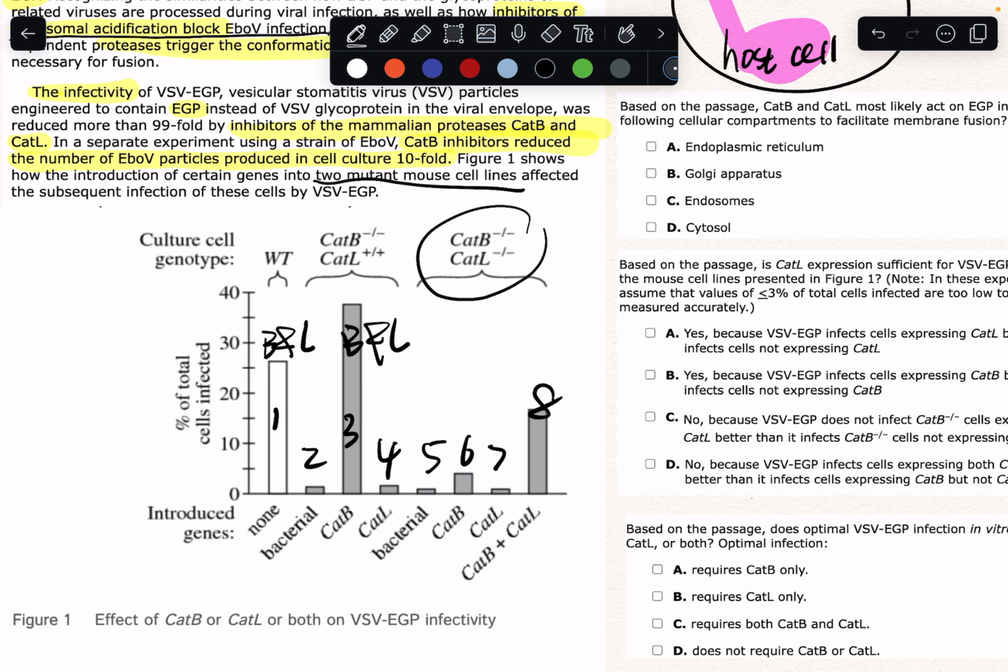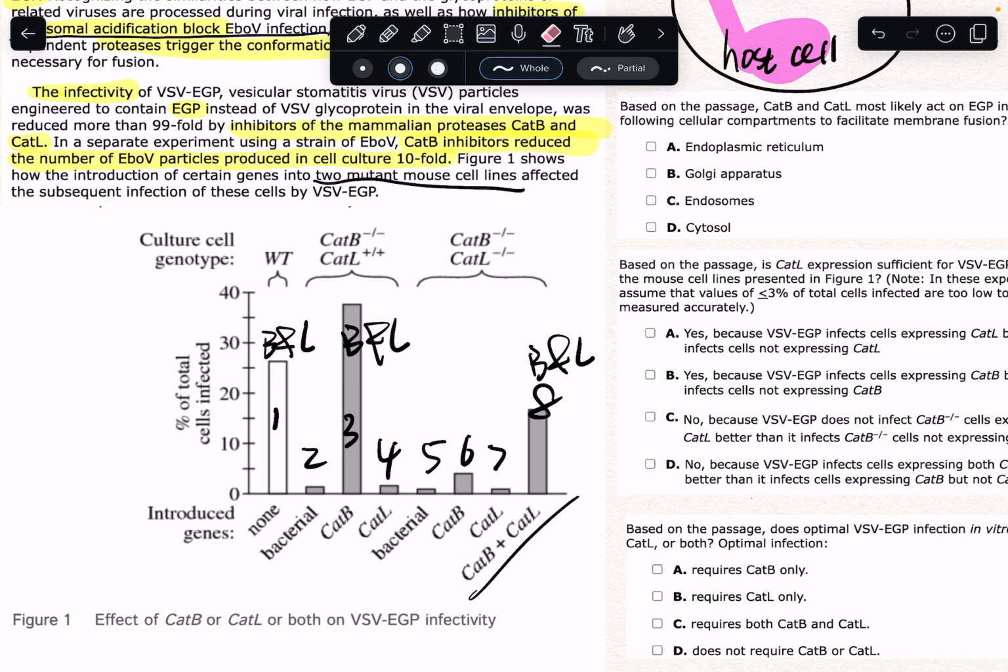Okay, then we know that in the cell culture we don't have both genes, but then we introduce cat B and cat L. Okay, so column 8 is just like column 1 and column 3, where we have both B and L.